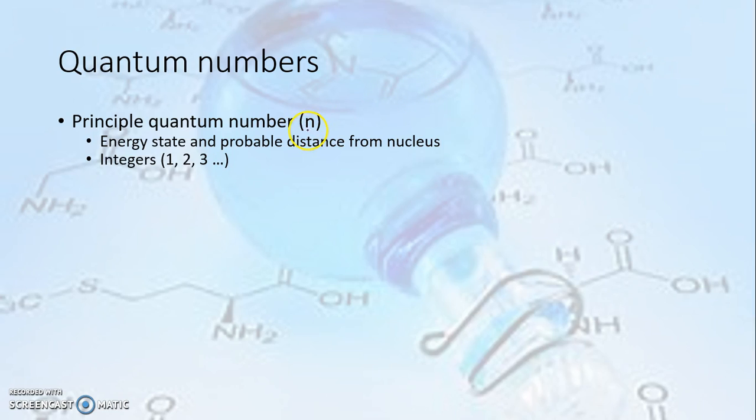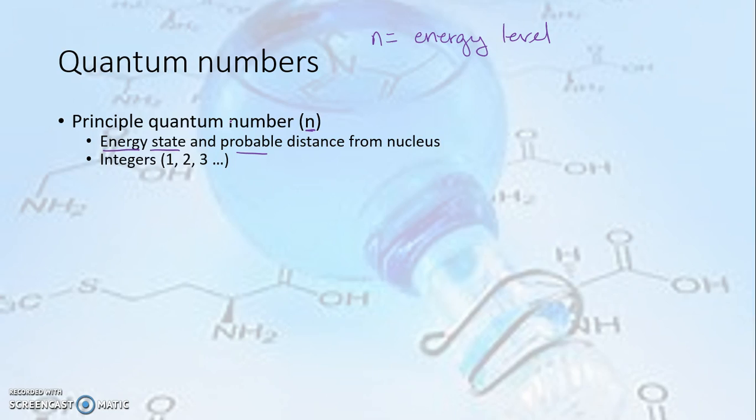The symbol for the principal quantum number is a lowercase n. We've already seen that, right? We said that n is equal to the energy level of an electron. Well, guess what? That's what this shows here. It's the energy state, and it also tells us the probable distance from the nucleus, and it's always going to be in integers 1, 2, 3, 4, 5, 6, 7, and it keeps going.